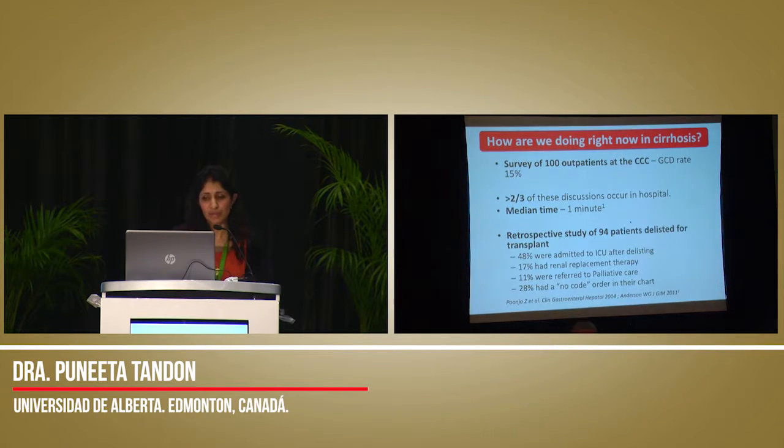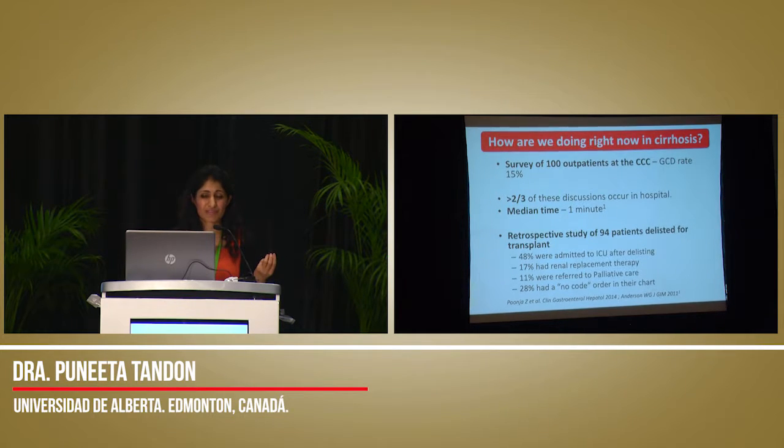So how are we actually doing right now? Even in our own clinic, before we started doing this routinely, our goals of care rate was 15%. We know from the literature that the majority of these, 2/3 of these discussions, occur in hospital with a median time in one tertiary care center of a minute to have these important discussions. And in a retrospective study of 94 patients who were delisted for transplant, so they were too sick to be transplanted, still after that, half of them were admitted to the ICU and had invasive procedures such as renal replacement therapy, and 1/3 of them had a no code order in their chart, so very few.